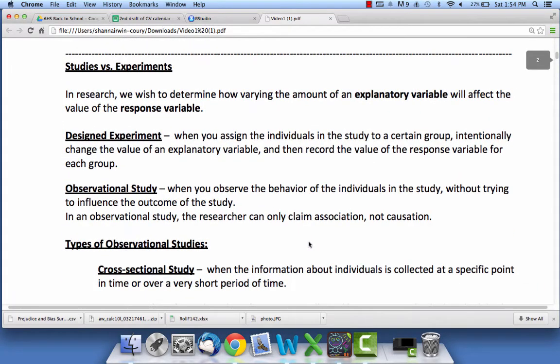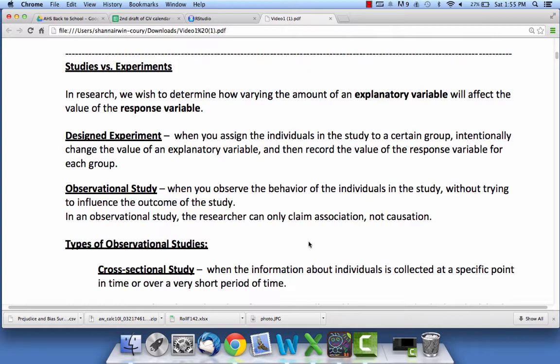So studies versus experiments. You want to determine how varying the amount of an explanatory variable affects the value of the response variable. So an explanatory variable might mean the amount of medication given, and a response variable might be the amount of pain experienced, or the length of recovery time.